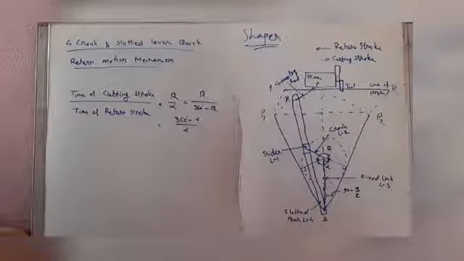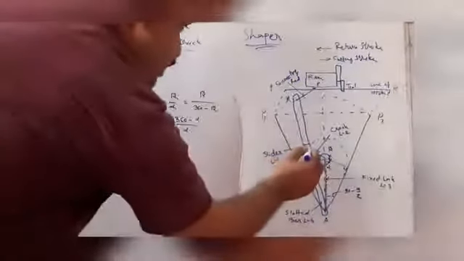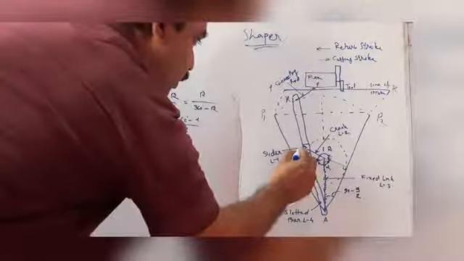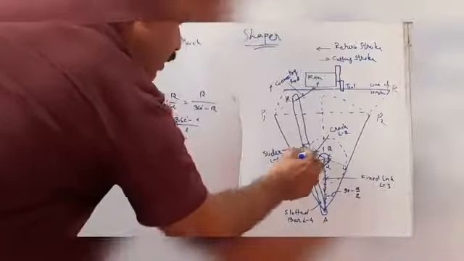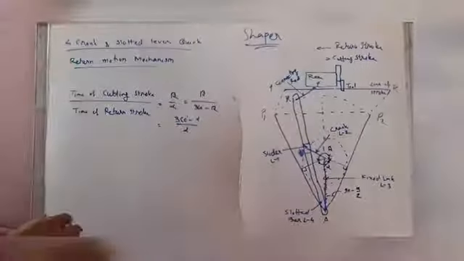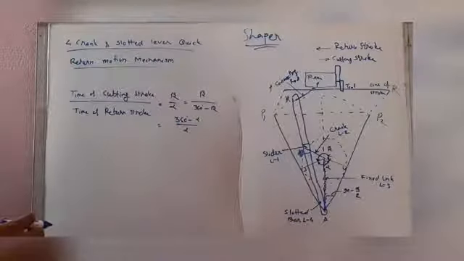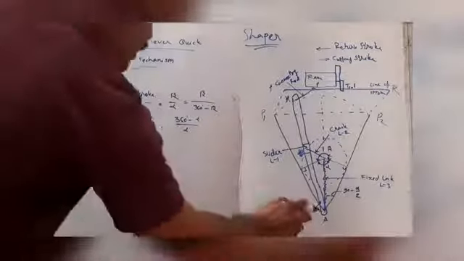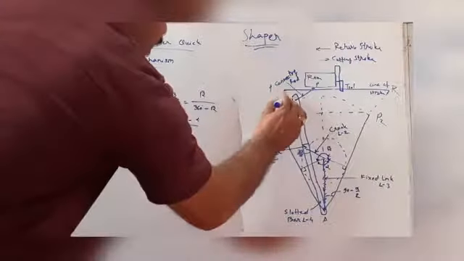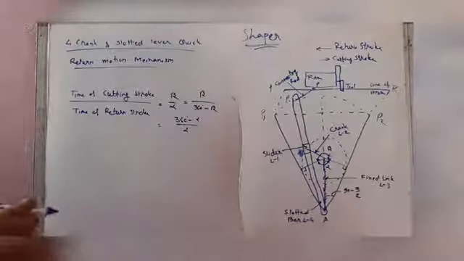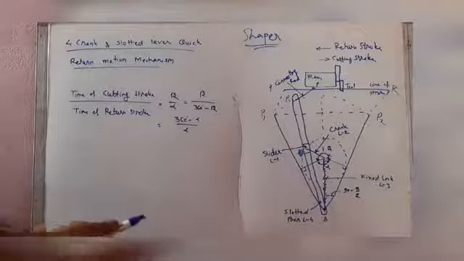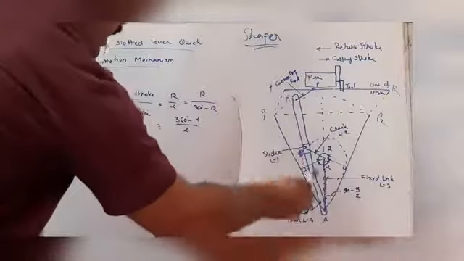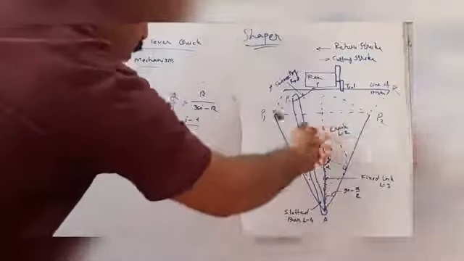The driving crank CB, this point is B. Driving crank CB slides along the slotted bar AP, this one is the slotted bar AP, and thus causes AP to oscillate about the pivoted point A. This AP oscillates about this point.